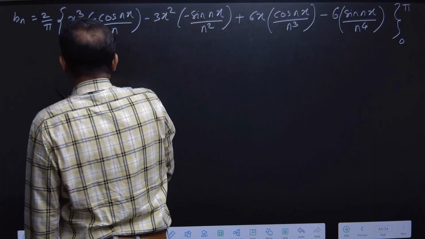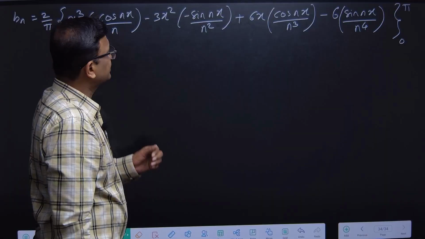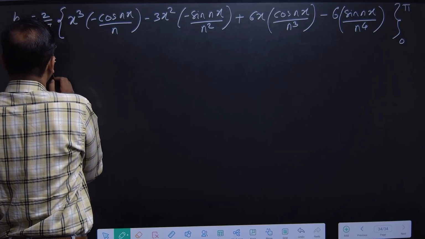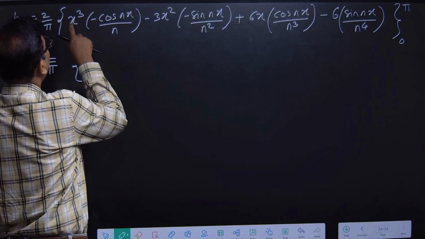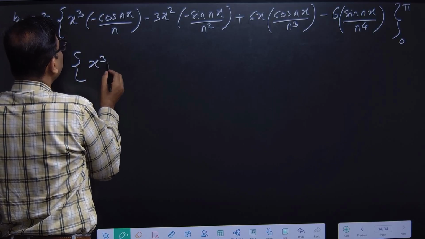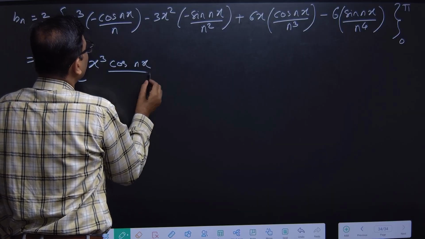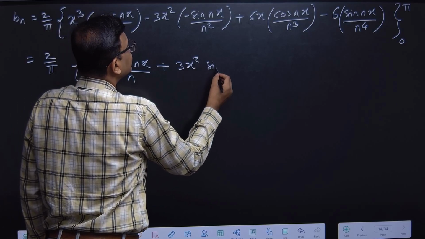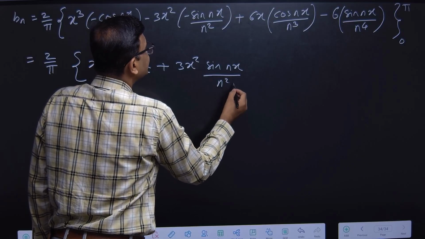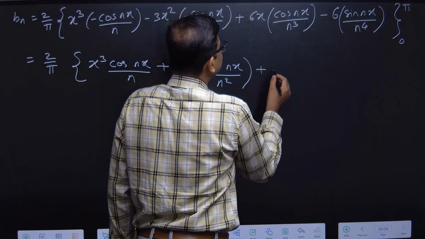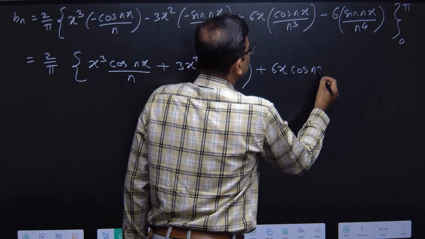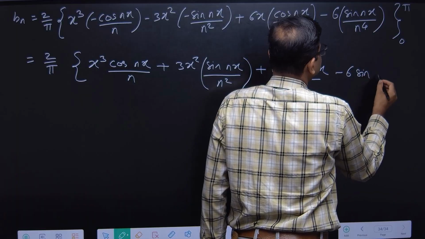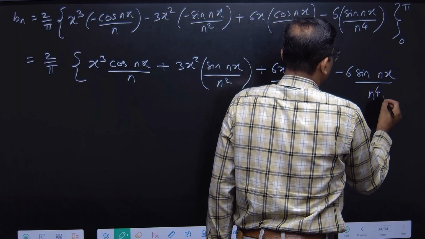We have applied the formula of integration by parts, u into v, and now we'll substitute the limits wherever there is x. Before we substitute the limits, let us simplify. So we can write this as, see, this 2 upon pi as it is outside the bracket. This minus into plus will be minus x cube cos of nx upon n, minus into minus will be plus 3x square sine of nx upon n square plus 6x cos of nx upon n cube and minus 6 sine nx upon n raised to 4.